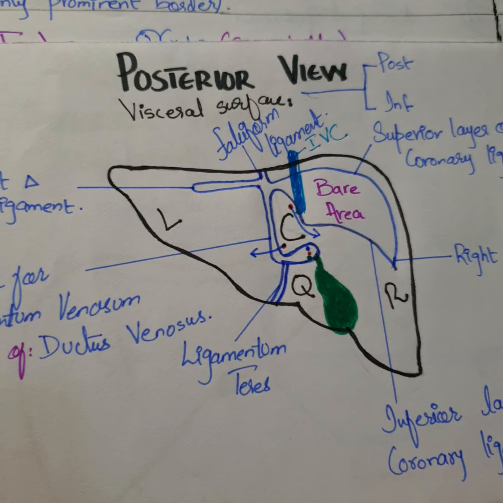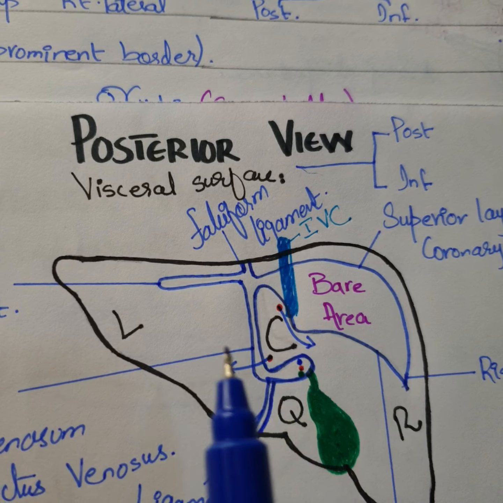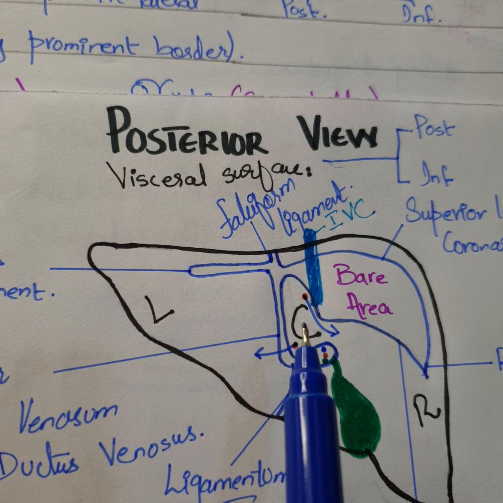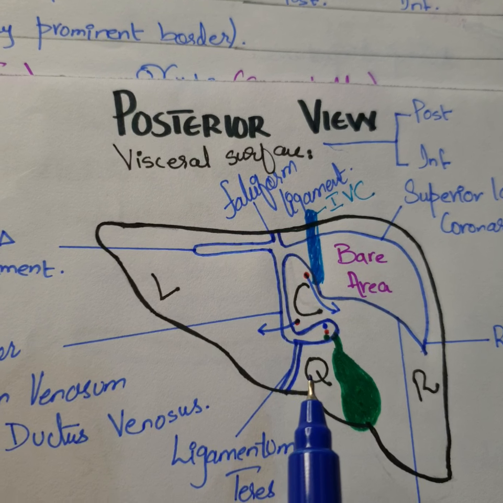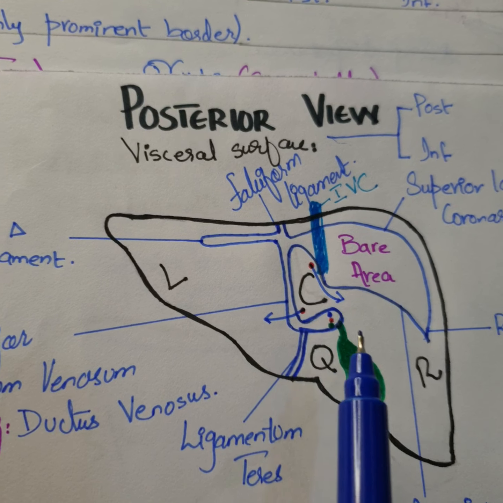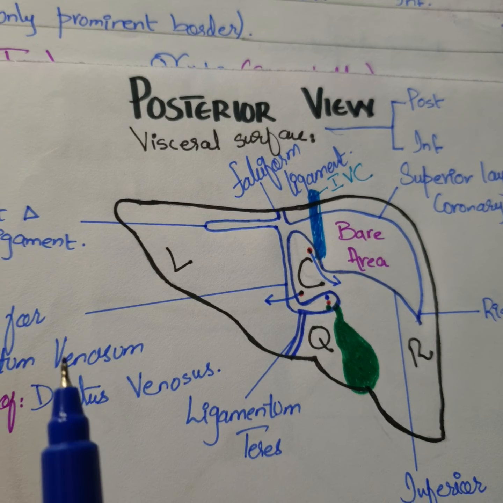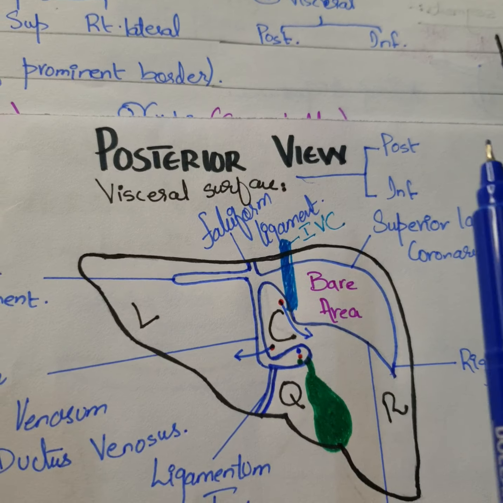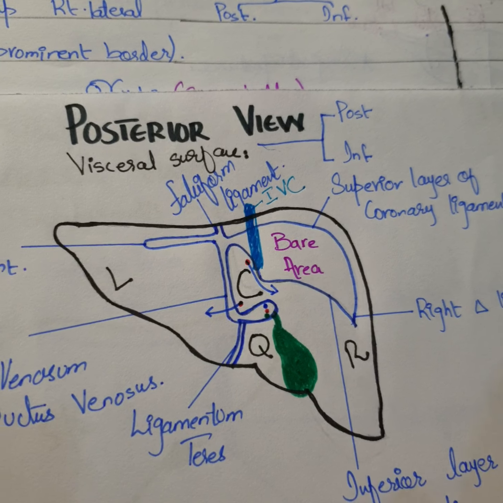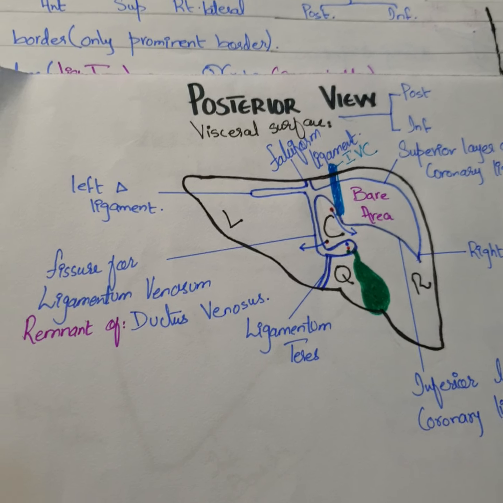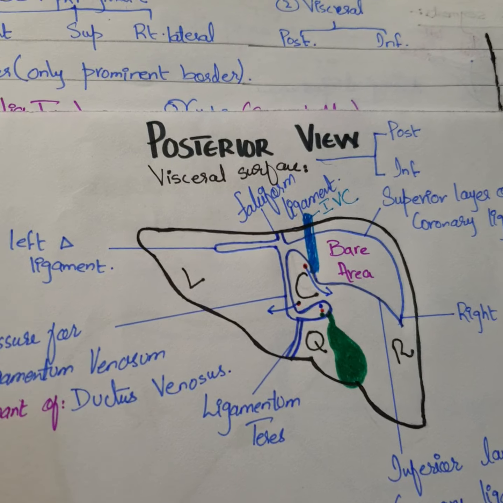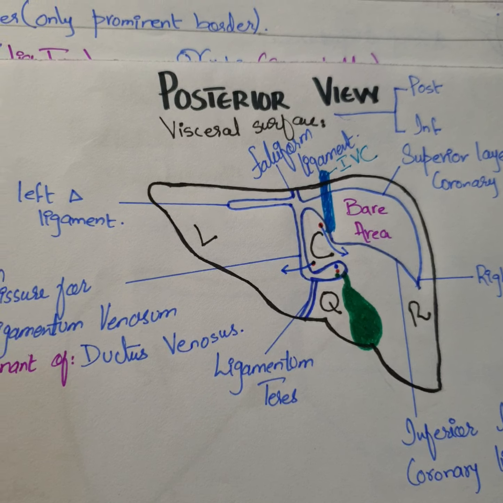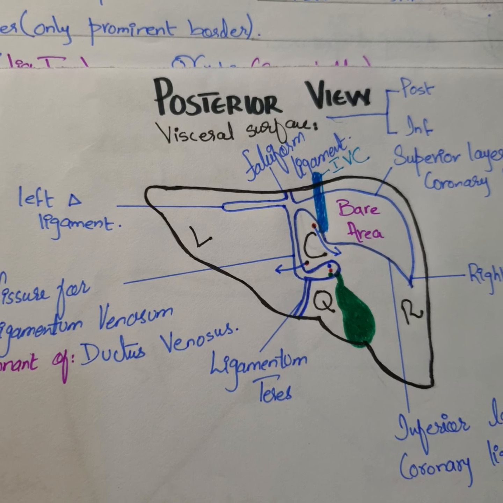Now we see posterior to the porta hepatis we have the caudate lobe, and anterior to the porta hepatis we have the quadrate lobe. The quadrate lobe is rectangular in shape. This is the visceral surface of the liver, made by the posterior surface and inferior surface. That's all about the liver's anatomy, and we will study the ligaments and the relations of the liver in the next video. Till now, any question you can ask me in the comments.